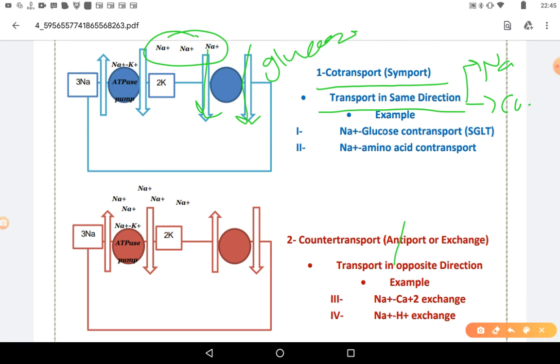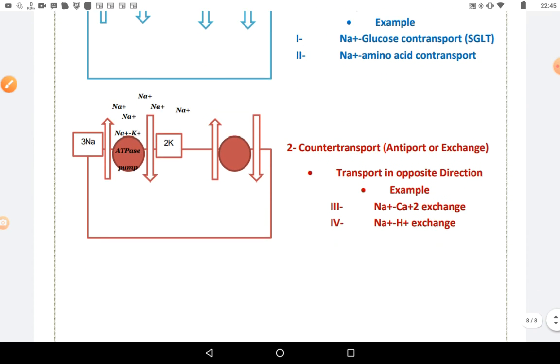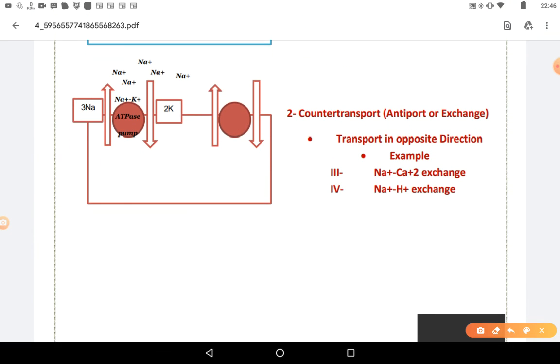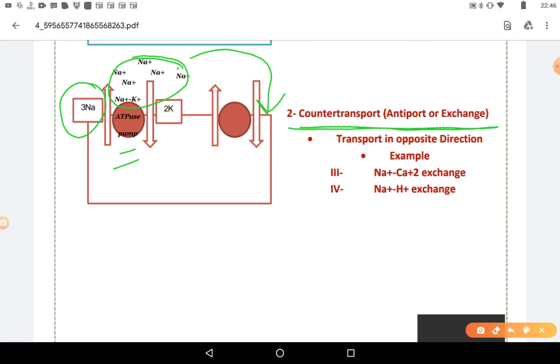The second type is called counter transport. Again, the sodium potassium ATPase pump pumps the sodium out of the cell, leading to an increase in sodium concentration. This leads the sodium to enter the cell following its concentration gradient. And there is a counter transport, antiport, exchange of other solutes, like calcium going out in exchange, or hydrogen going out in exchange. This is the calcium or the hydrogen, and this is the sodium entering the cell.